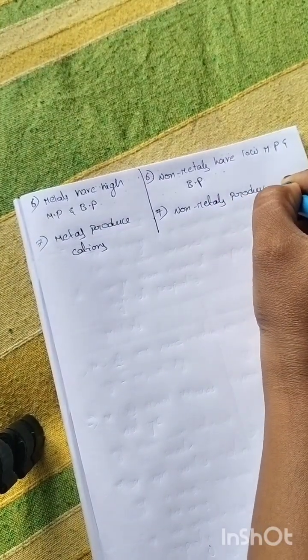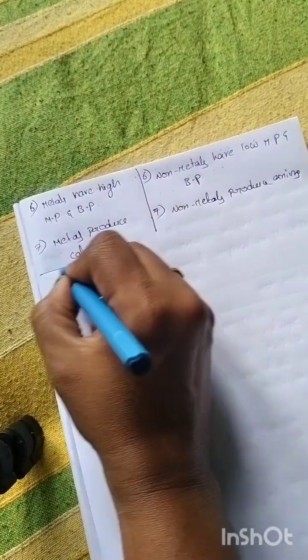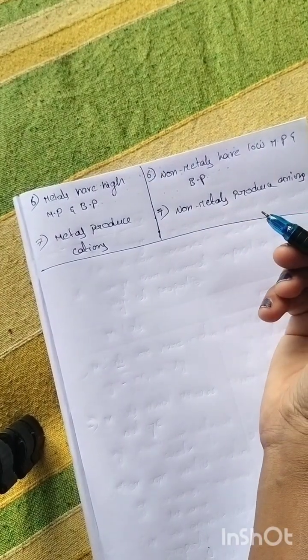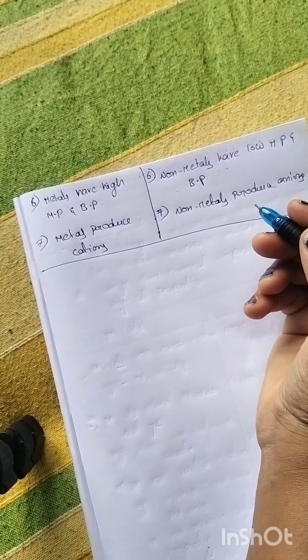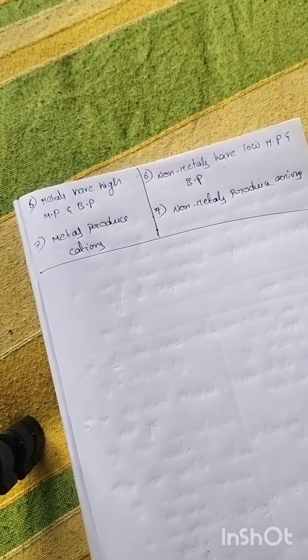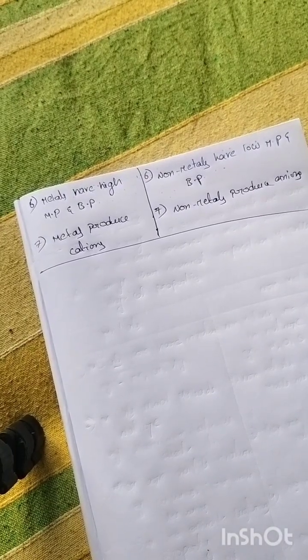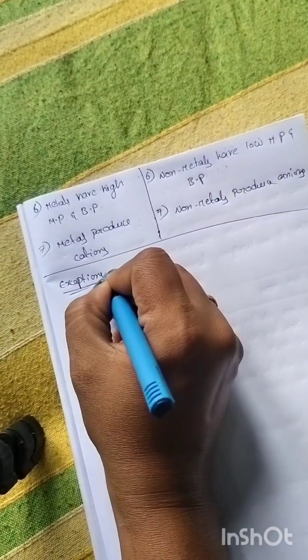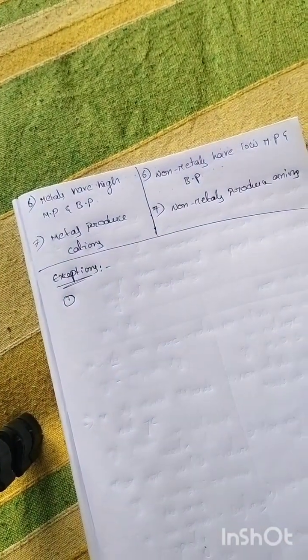Next, coming to the seventh property, metals produce cations, non-metals produce anions. These are the seven physical properties of both metals and non-metals. At least you have to write five physical properties of both metals and non-metals, so try to write five points in your examination.